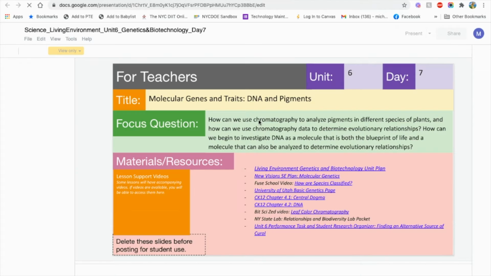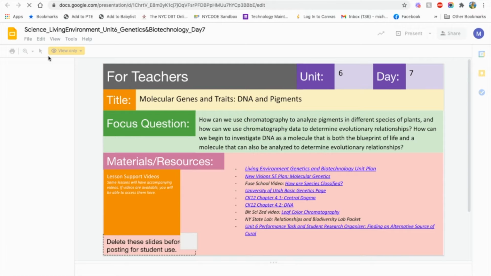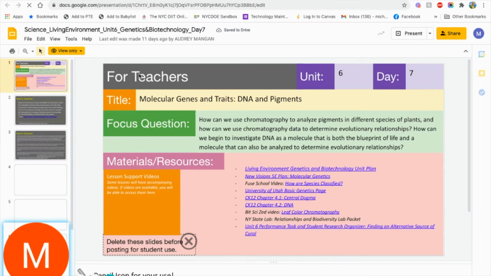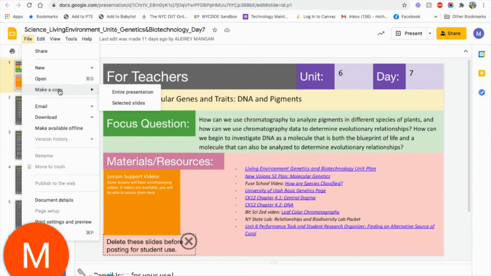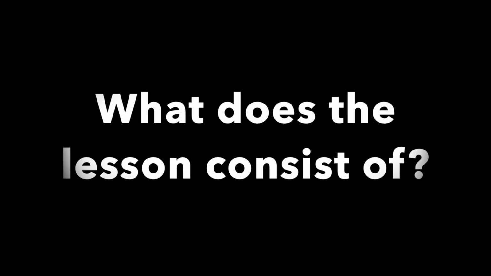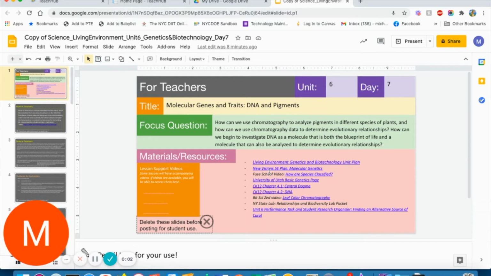It'll open you up. Now you'll notice there's a view only. So it's important that we go ahead and make a copy before we're actually able to do anything with this other than just look at it. So in order for you to access the material and be able to edit it, you have to go to File, Make a Copy, and we want to make a copy of the entire presentation. So once you make a copy, it says copy of. That's how you know you're in one that you could actually edit.